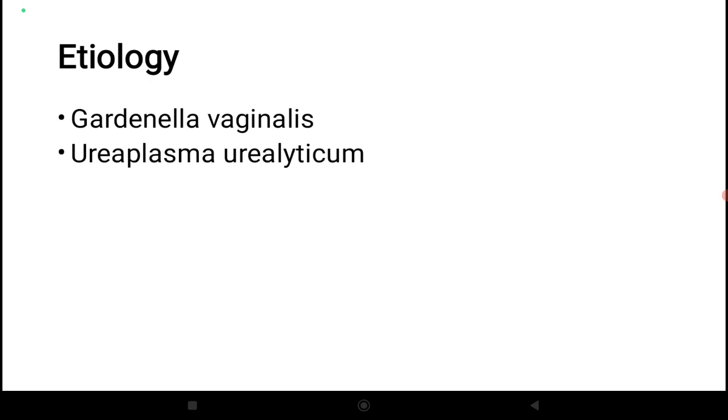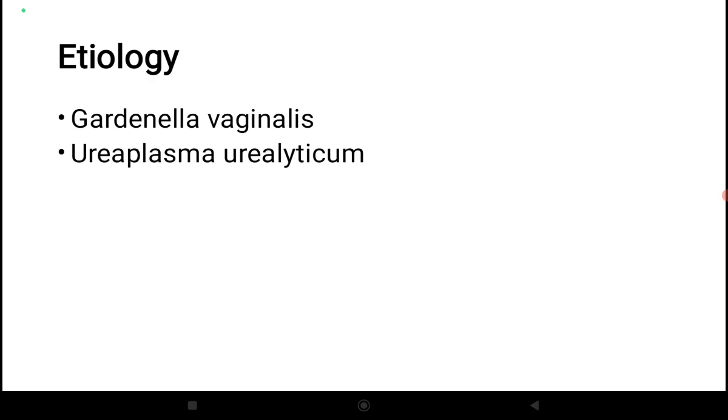Regarding the etiology of bacterial vaginosis, there are bacteria which are normally present in the vagina, and when there is an imbalance and decrease in the naturally occurring bacteria of the vagina, there will be bacterial vaginosis. In bacterial vaginosis, the number of normal lactobacilli will decrease, and there will be a simultaneous increase in other bacteria like anaerobic bacteria. Normal lactobacilli are also called Doderlein's bacilli.